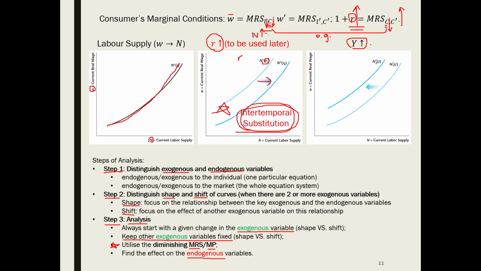Step 1. We treat output Y as exogenous, like wage and interest rate, while labor supply and consumption are endogenous. Step 2. Output is not an axis variable of the labor market. So we are talking about the shifts of the curve, rather than the shift along the curve, or the shape of the curve. Step 3. Start with a rise in the exogenous variable output Y.